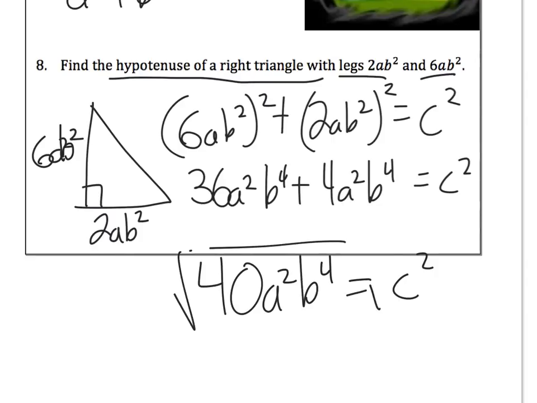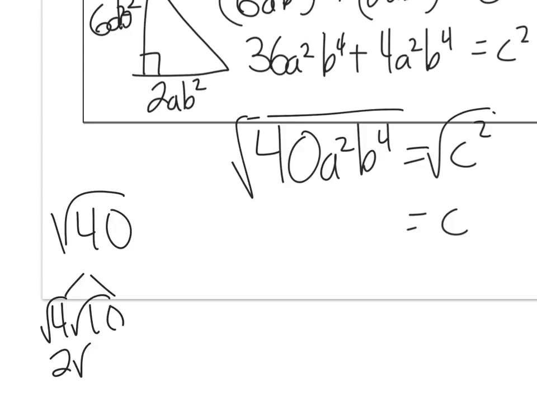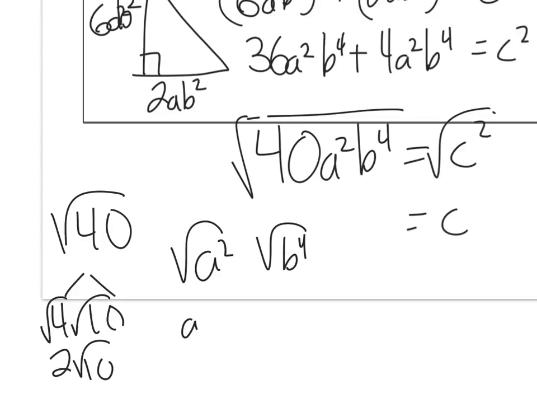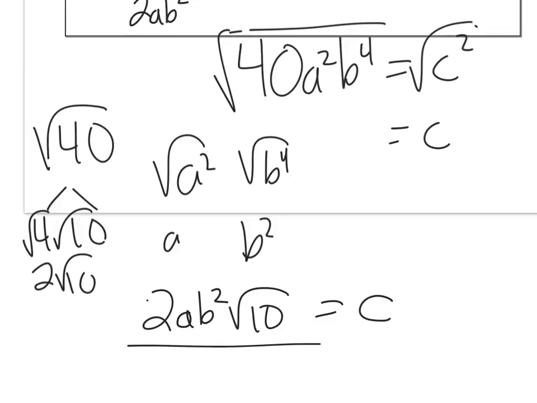So then when I square root this thing to figure out what c would equal, again, break this apart. Square root of 40, square root of a squared is easy. Square root of b fourth, slightly tougher, but still not too bad. So my final answer here then for that hypotenuse is going to be 2 square root of 10, and actually I should go 2ab squared square root of 10. There's my answer. All right, play around with this, come talk to me, and have a good day.